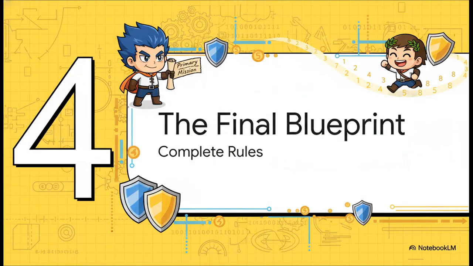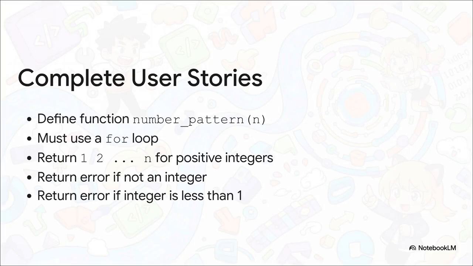So, we've seen the main mission, the perfect happy path scenario, and the critical safeguards. Let's put it all together now and take a look at the final, complete blueprint that pretty much governs our hero's entire existence. So here it is, the whole shebang. We have the function's name, number pattern. We know it absolutely must use a for loop. It's got one clear path to success. Give back that string of numbers if you get a positive integer. And it has two very clear paths for failure. What to do if the input isn't an integer, and what to do if it's less than 1. See? This blueprint literally covers every single possibility.